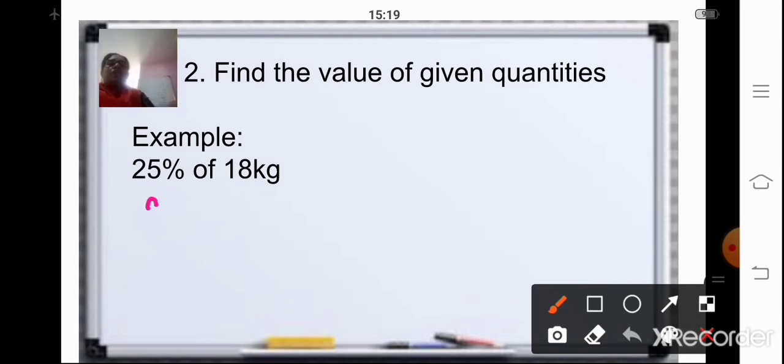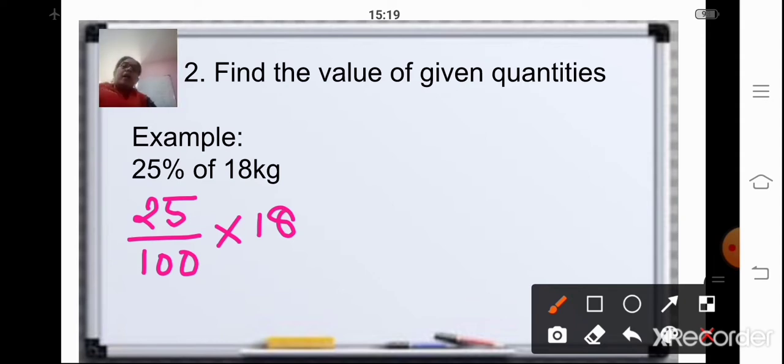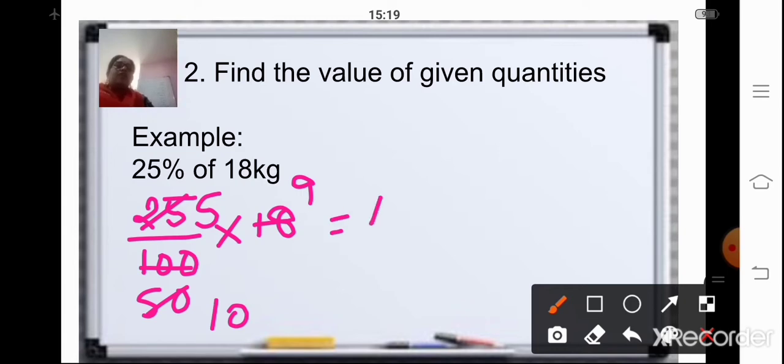So first we'll change this percentage into a fraction. You'll write it as 25 upon 100 multiplied by 18. Now 100 and 18 are divisible by 2. So 2 9s are 18, 2 5s are 10 and 0. Again 25 and 50 are divisible by 5. 5 5s are 25, 5 10s are 50. So this will be 45 upon 10.